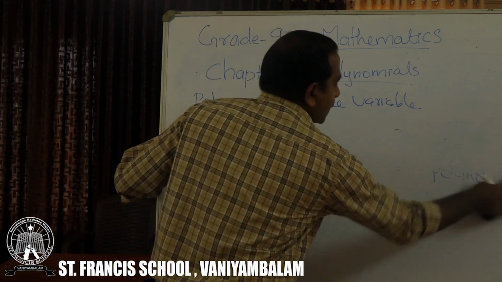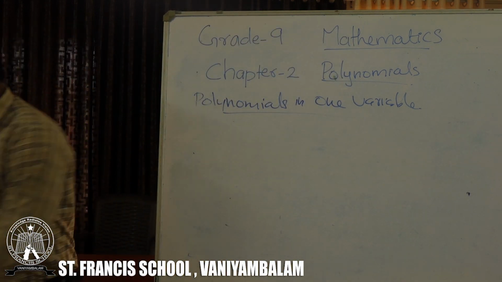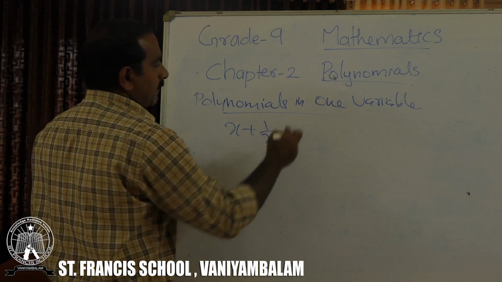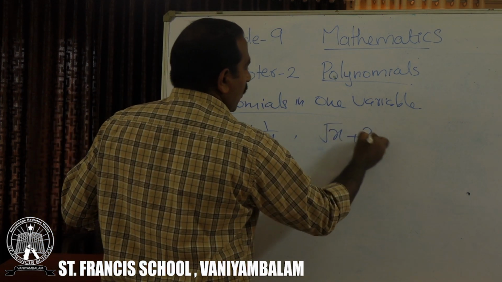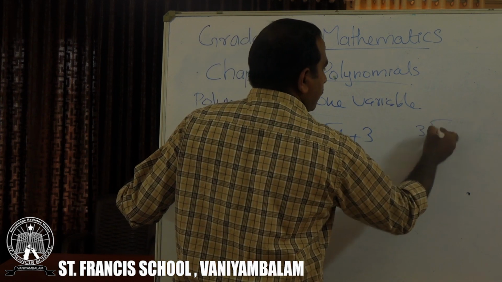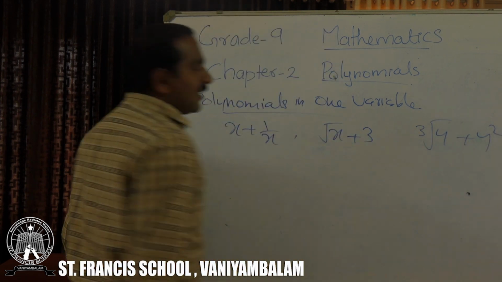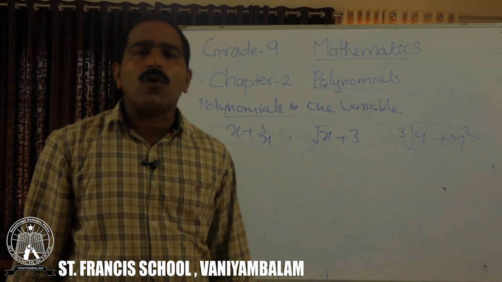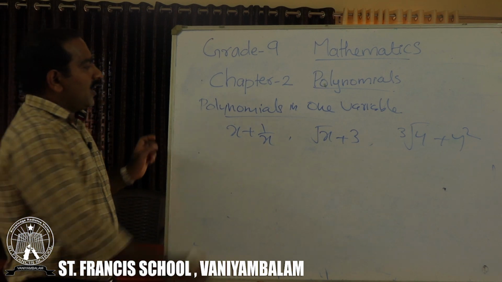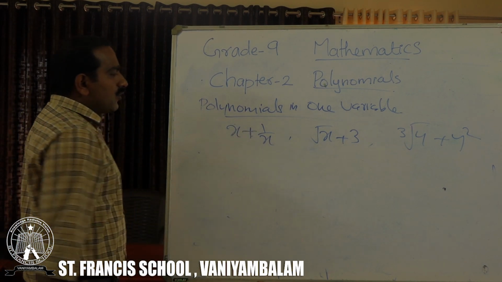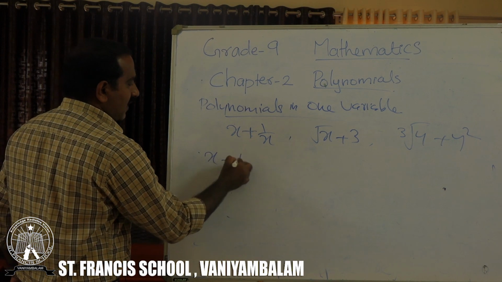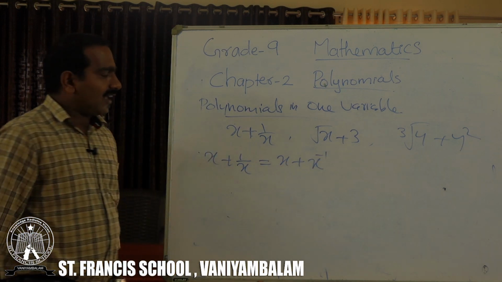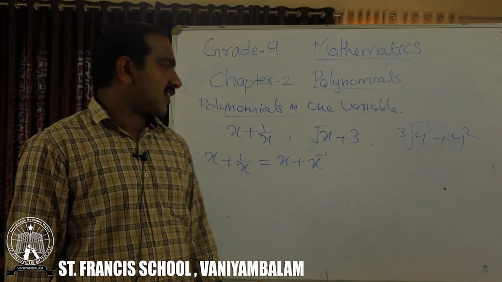Now we are going to consider some other algebraic expressions such as x plus 1 upon x, root x plus 3, or cube root of y plus y square. Consider these three algebraic expressions. Now we are going to check whether they are polynomials or not. From the first one, you have seen that you can write x plus 1 by x as x plus x raised to minus 1.